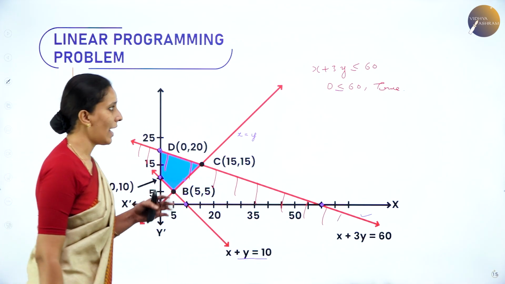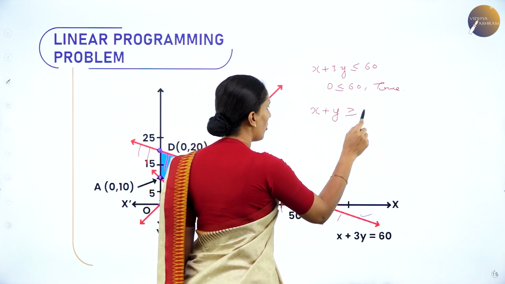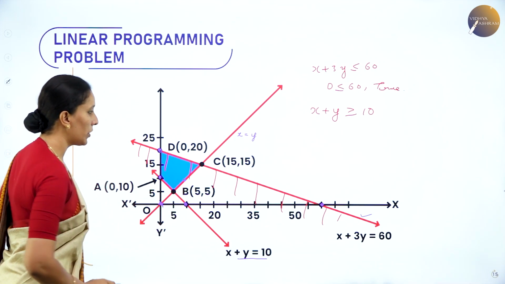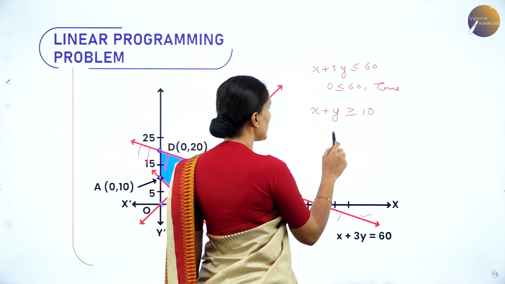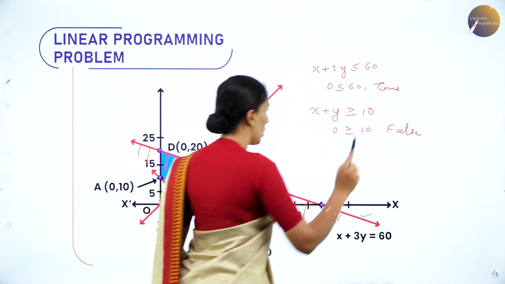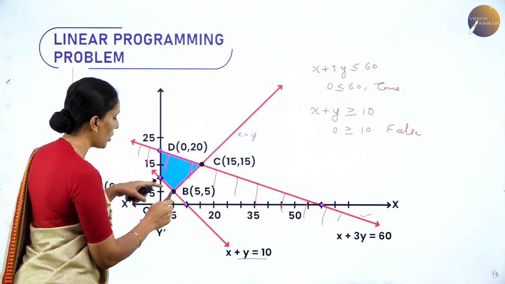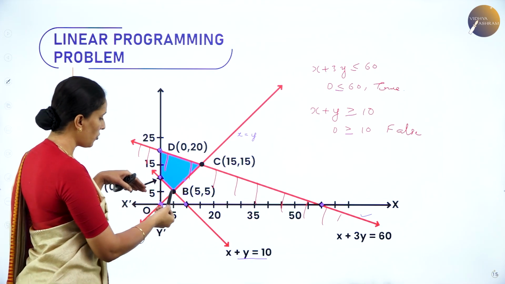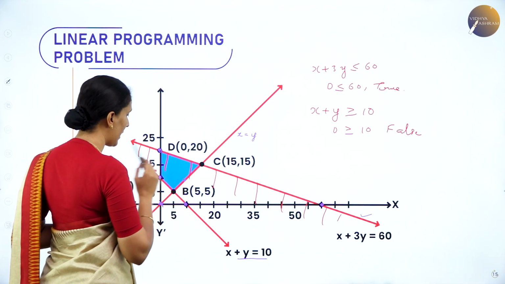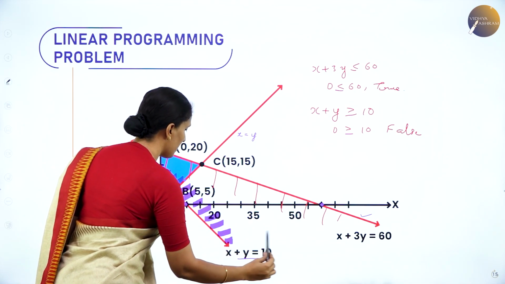Next thing is we have x plus y greater than or equal to 10. So we have drawn the line x plus y equal to 10. Put 0 here. Then 0 greater than or equal to 10 is a false statement, which means for the given line, the solution region is the one which does not contain 0. So if you take this region, it contains 0. Obviously for this line, the region above the line will act as a feasible solution.